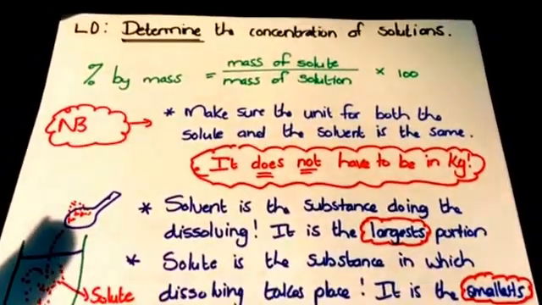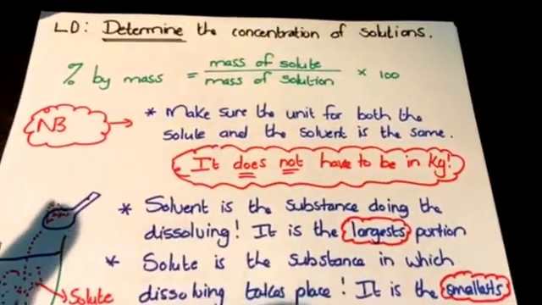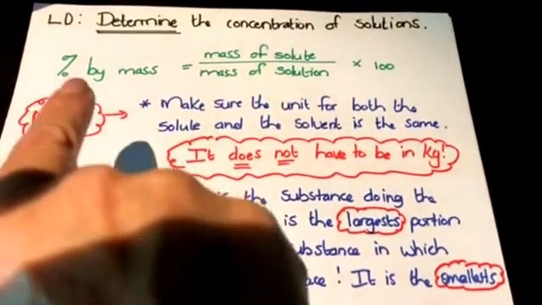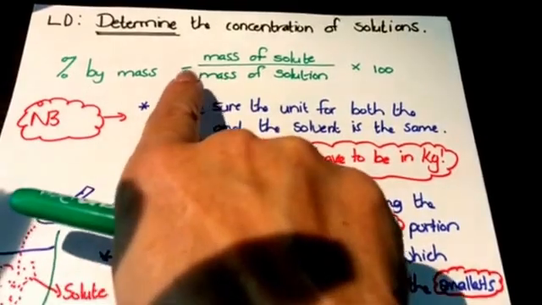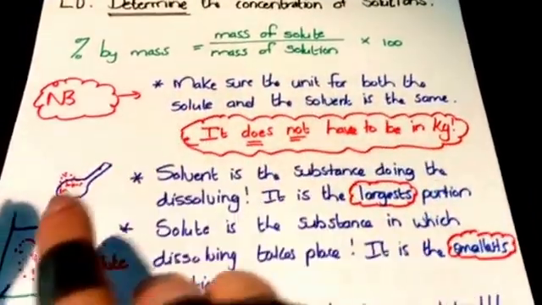We're going to do calculations related to concentration of solutions. The first type that we are looking at is percentage by mass. The formula is mass of the solute divided by the mass of the solution.